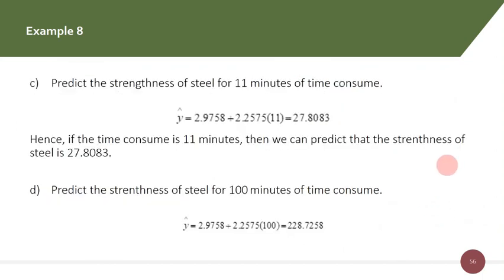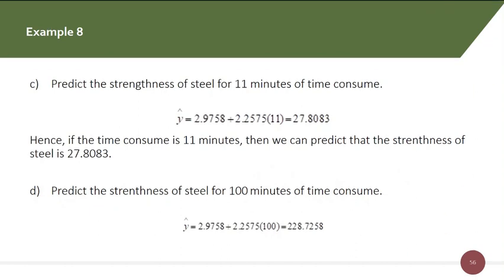And then if you want to predict the strength of the steel at 11 minutes, substitute into the regression line. So you get 27.8083. Hence, if the time consumed is 11 minutes, then we can predict that the strength of the steel is 27.8083. Okay, let's say you want to predict for 100 minutes of time consumed. You can just substitute 100 minutes in the equation and get the estimated value.